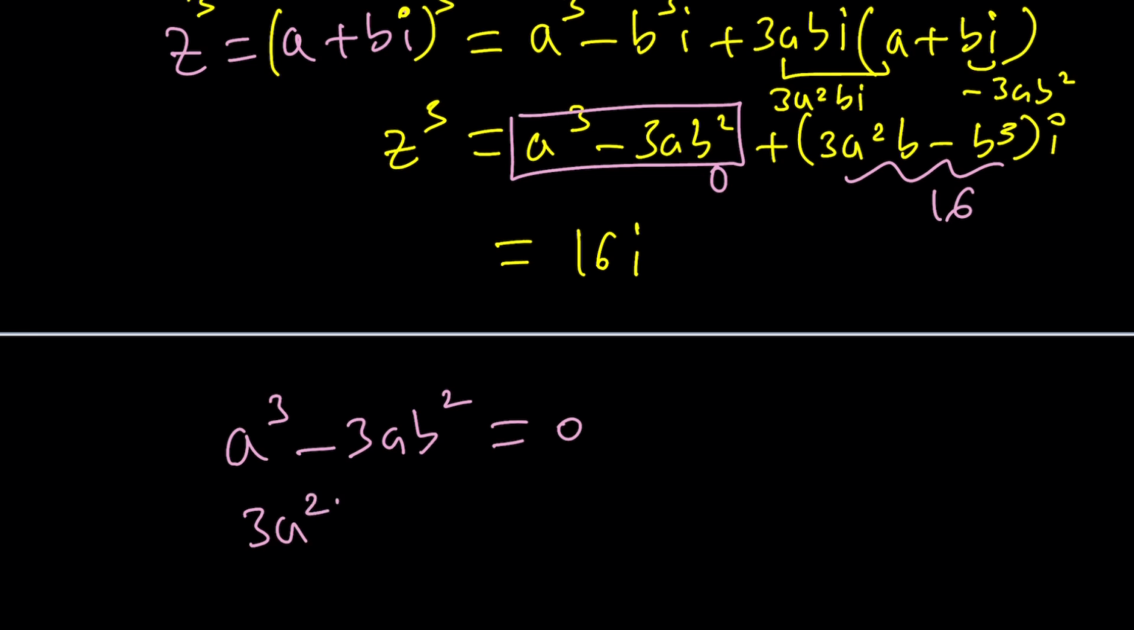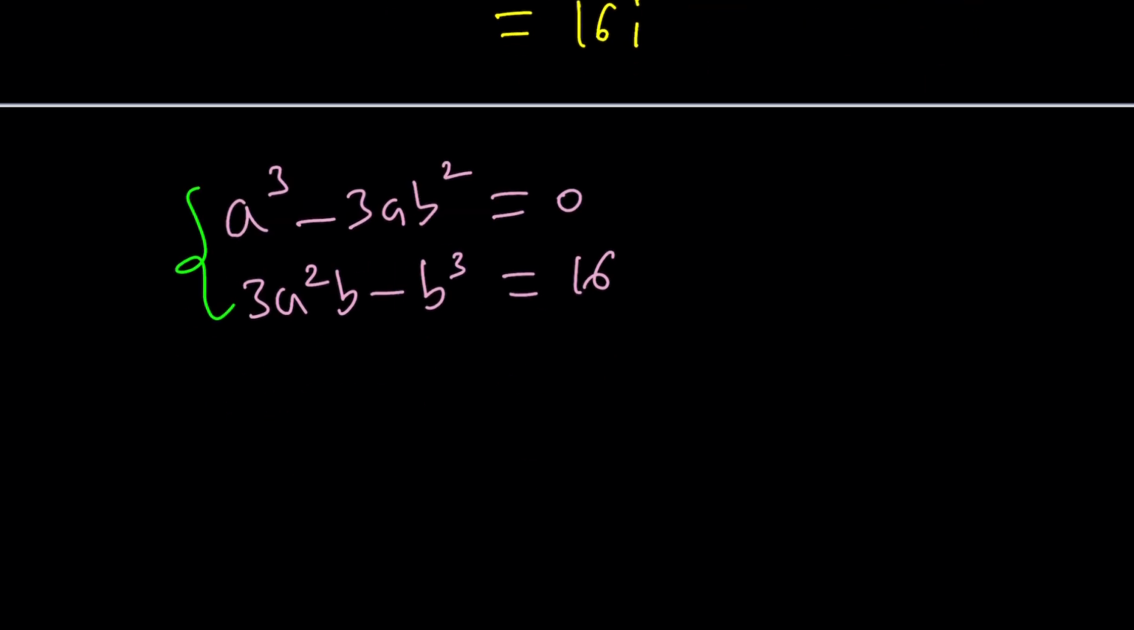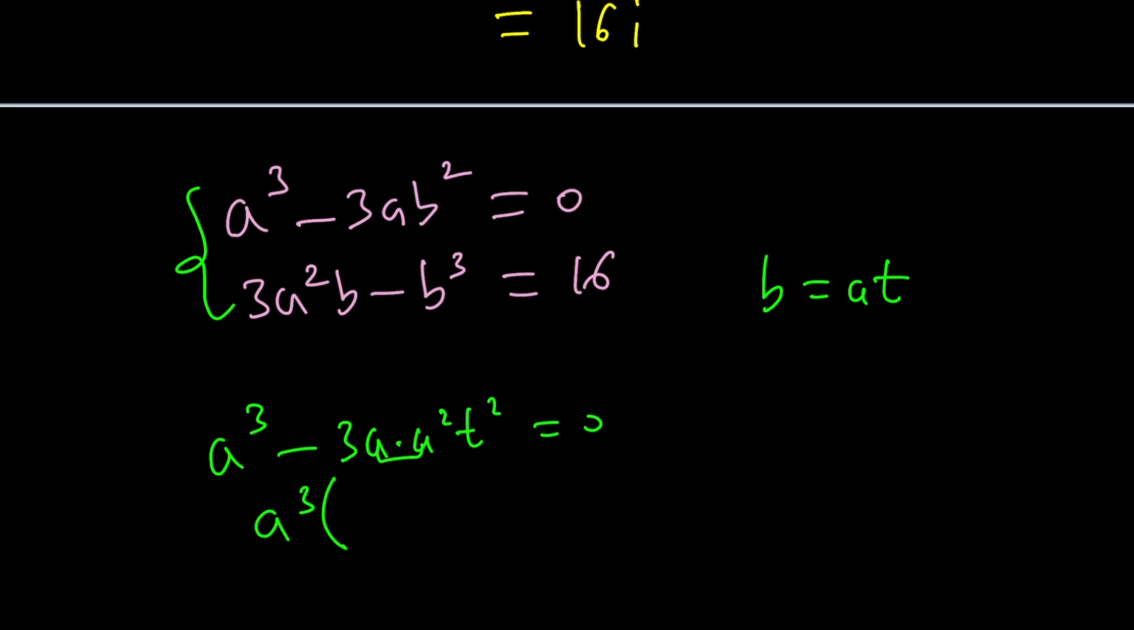Let's go ahead and write this as a system. This is a really nice system, by the way. And we can solve it by replacing b with something like at. Okay? If you replace b with at, from the first equation you get a cubed minus 3a times a squared t squared equals 0. And this gives us a cubed, so we can factor that: 1 minus 3t squared equals 0.